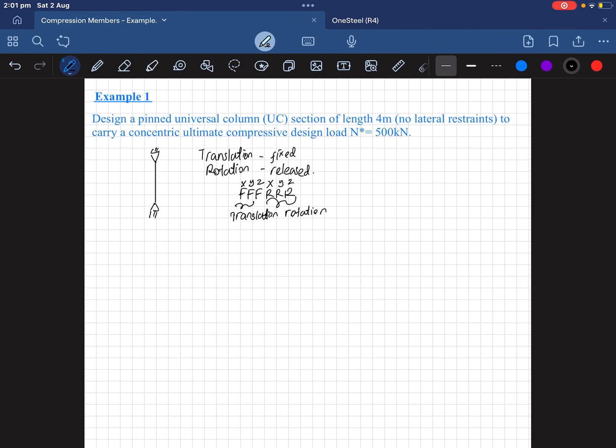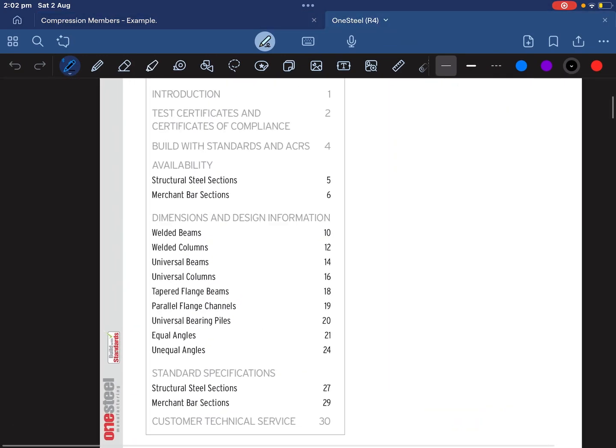The second aspect of this question is what a universal column section is. In Australia, this design example is going to be to AS4100, which is the Australian design code. We have standard sections in Australia, and one of them is a universal column. As you can see in this list, we have welded beams, welded columns, universal columns, tapered flange, parallel, etc. But the most common ones you'll see are universal beams, universal columns, parallel flange channels, equal angles, unequal angles. These are the ones we deal with most of the time, although in some situations you can also encounter these other ones.